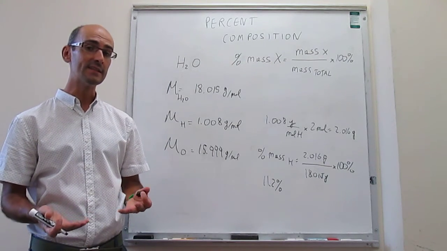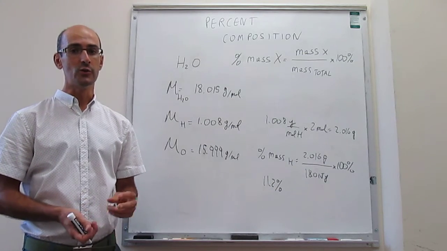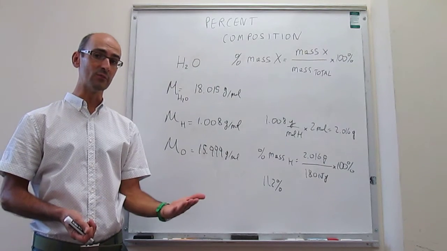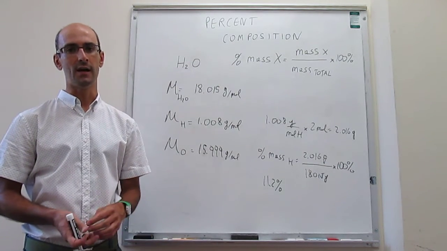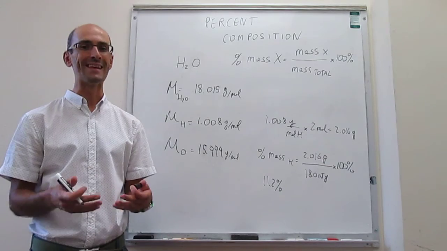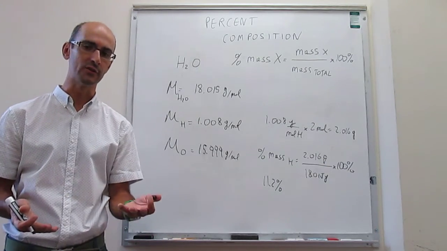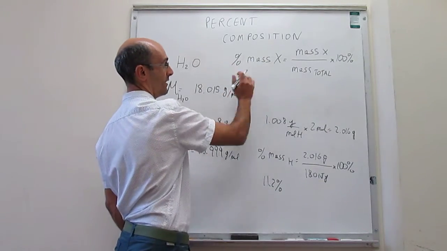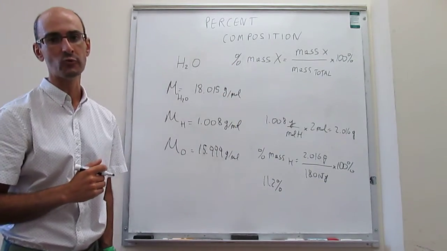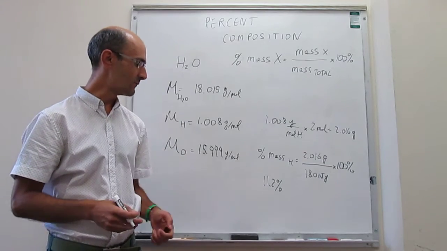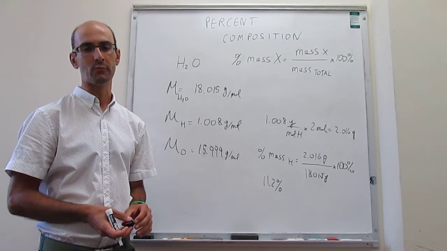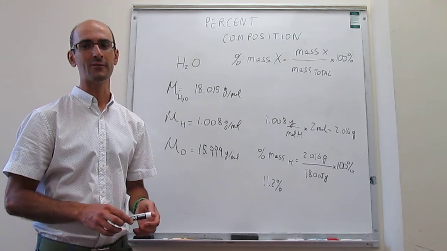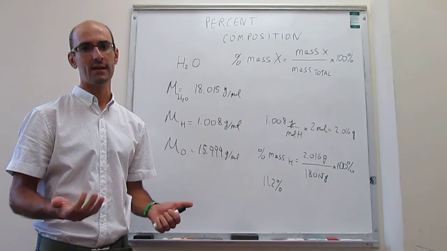But there's actually an easy shortcut to that. Notice that you only have 2 elements in water, hydrogen and oxygen. So if you know the percent composition of one, then obtaining the percent composition of the other one is direct, because they have to add up to 100%. There's only two components. So the percent composition by mass of oxygen in water would be 100% minus 11.2%. That happens to be 88.8%. So in this video, again, we have discussed how to calculate percent composition by mass in compounds.